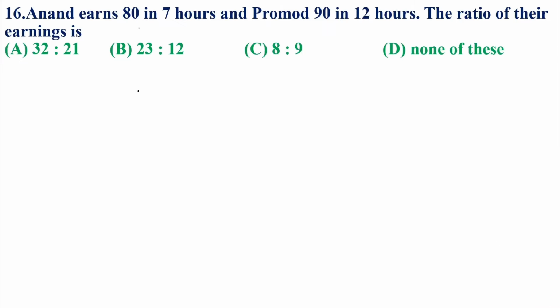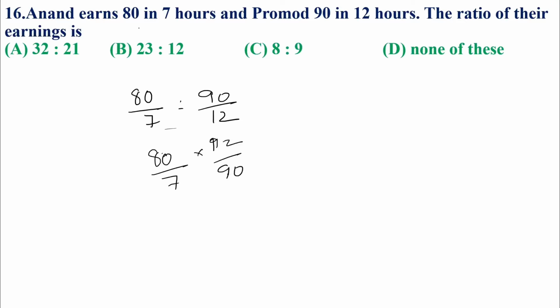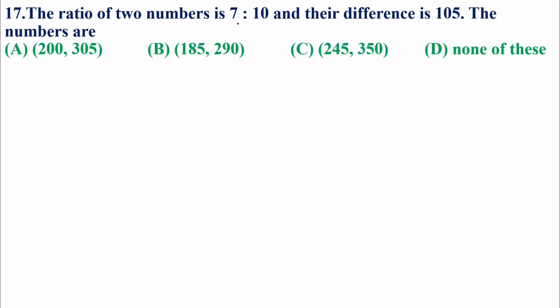7 hours, 80 rupees. Per hour how much? 80 by 7 is to 90 by 12. So 32 is to 21. They have given the difference. Difference means what is the difference here? 3 parts. So 3 parts is equal, directly we can take as 105.